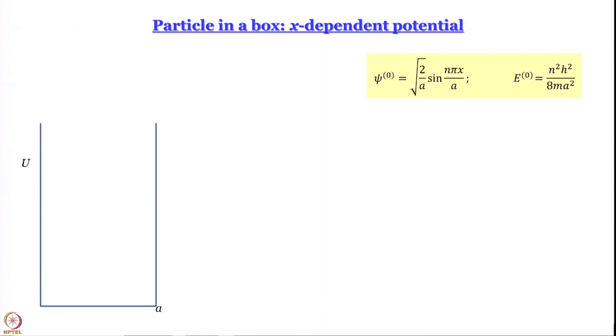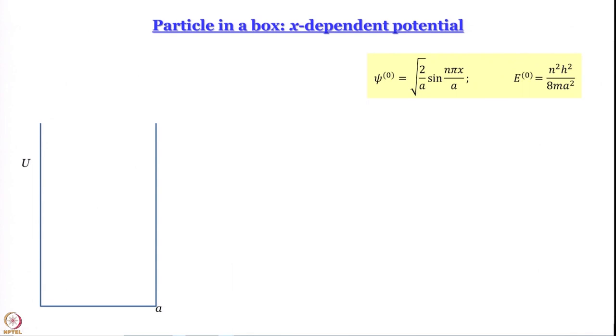So, let us start. We want to talk about a particle in a box with a slanting bottom, which means a particle in a box with an x dependent potential. To start with, what will be the unperturbed system? Our good old particle in a box where V equal to 0 for all values of x within 0 and a, where 0 and a are the limits of the box, and outside it is infinity. For such a system, with infinite height of the walls, the wave function as we have discussed is root over 2 by a sin n pi x divided by a, and energy is n square h square divided by 8 m a square, simple.